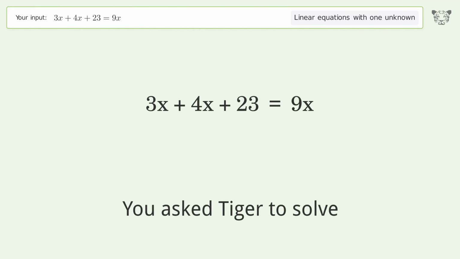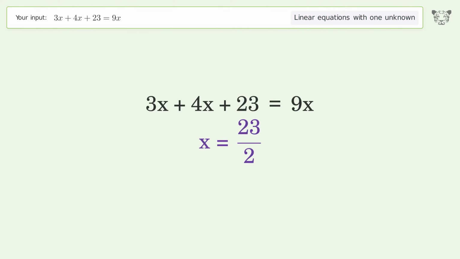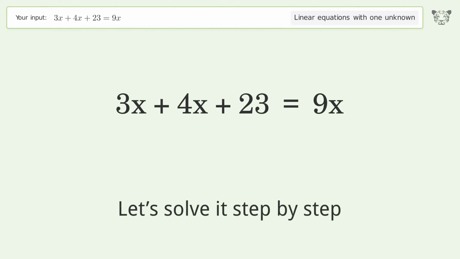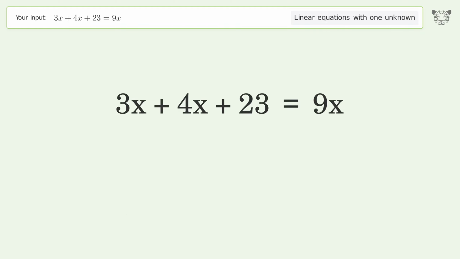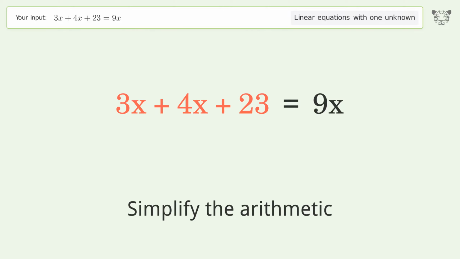You ask Tiger to solve this. This deals with linear equations with one unknown. The final result is x equals 23/2. Let's solve it step by step. Simplify the expression. Simplify the arithmetic.